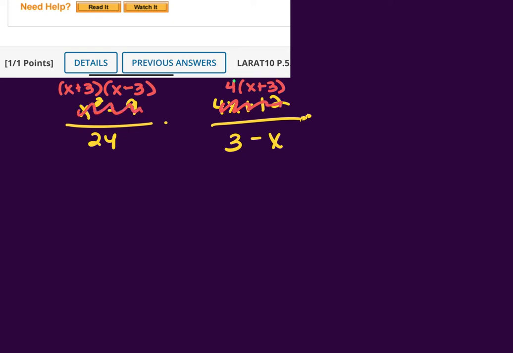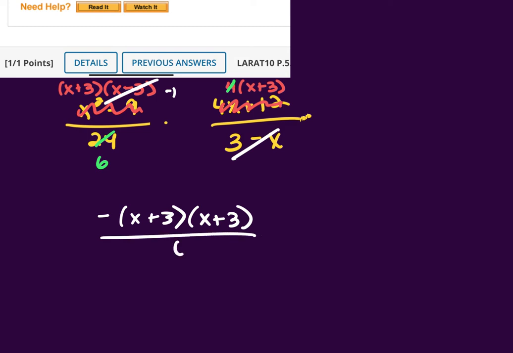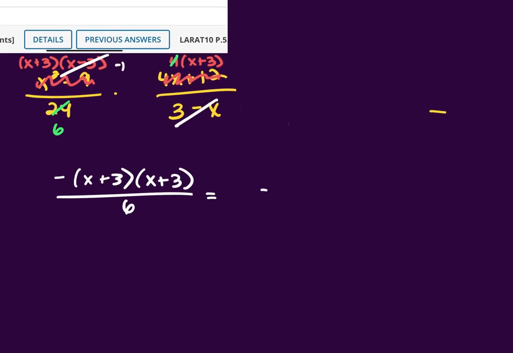Then we do the cancel. So 4 goes into 24 6 times. The x plus 3 in the top and the left cannot get canceled, right? They're next to each other. It has to be diagonally. So the only other thing that can get canceled is the x minus 3 and the 3 minus x, and those are opposites, so one gets a negative 1. It doesn't matter if you put it in the top or the bottom, but somewhere there's that negative, which means in my numerator, I would have negative (x plus 3) times (x plus 3) over 6, which can be written as negative (x plus 3) squared over 6.